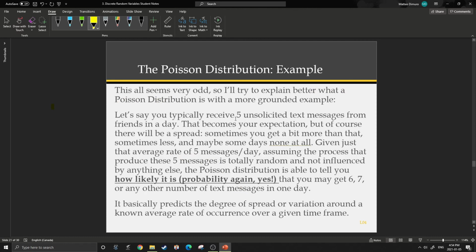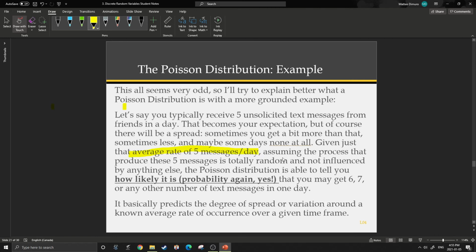So let's think about maybe a more practical example of what this distribution looks like in real life. So let's say that you typically receive 5 unsolicited text messages from friends in a day. Okay? This kind of becomes your expectation. And of course, you're going to find that there's a spread, right? Some days you might get more than 5, some days less, and maybe some days you might not get any at all.